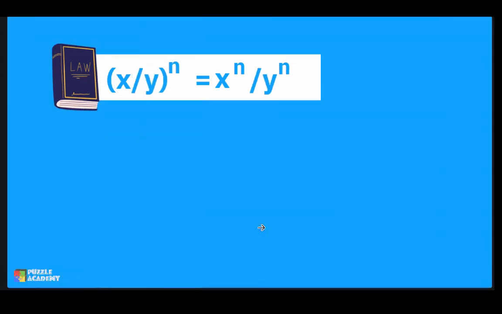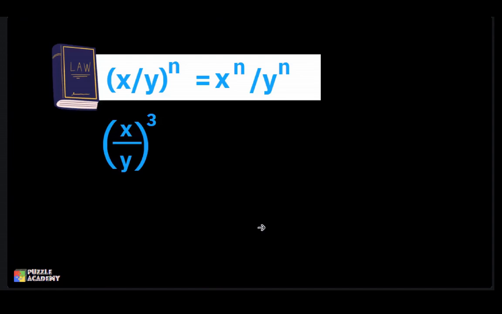Okay, so this one is a quotient rule. Quotient of a power rule pala. No, this one is a quotient of a power rule. So, we have x over y raised to 3. So, dalawang rule na ang pinagsama natin dito. So, it can be written as x over y raised to n, it can be written as x raised to n over y raised to n.